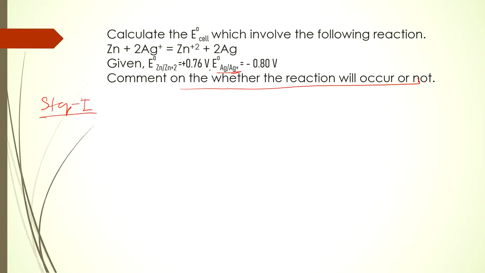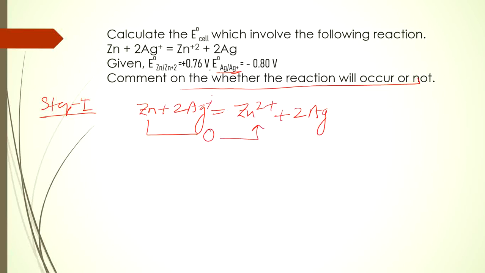So we'll do the first step, right? The first step was to draw the redox reaction in a proper way. So the redox reaction in ionic form is zinc plus 2Ag plus, which is being converted to zinc 2 plus plus 2Ag. So what is the oxidation process? The zinc is being converted to zinc 2 plus. This is basically the oxidation process, and this Ag plus being converted to Ag is the reduction process. So step 1 has been completed.